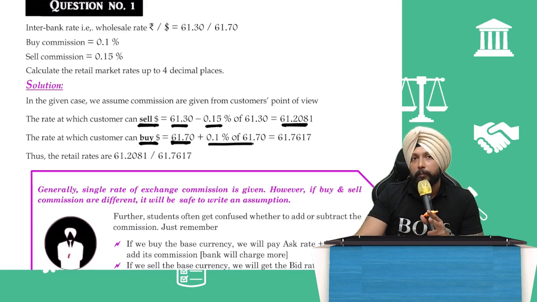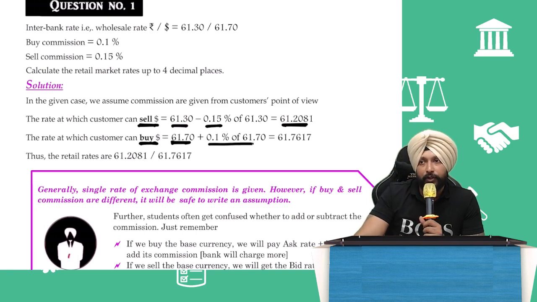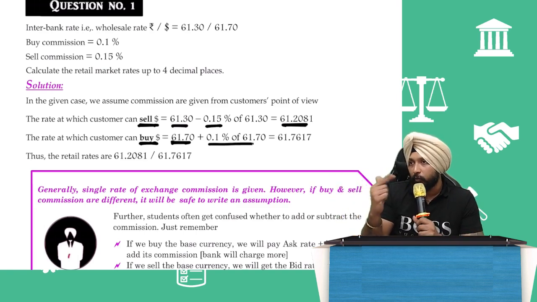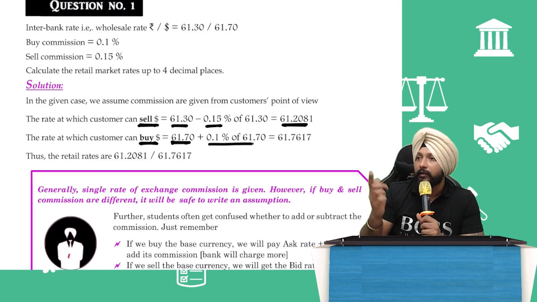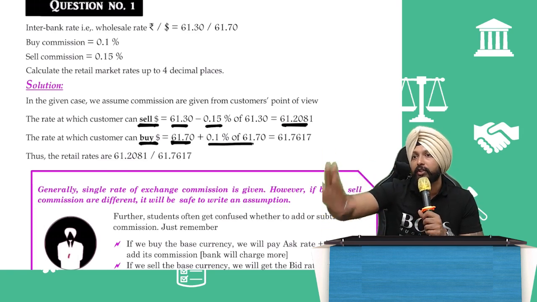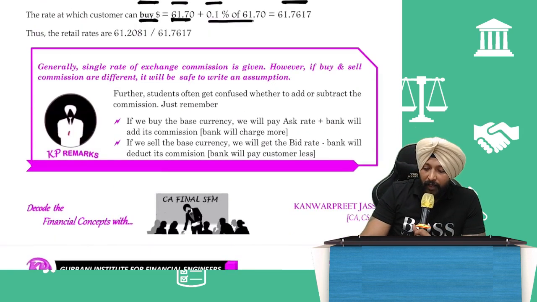So simply you can remember it like this: whenever the ask rate is applicable, we add commission. Whenever the bid rate is applicable, we remove commission. Because the ask rate is what you pay to the bank, and when you pay to the bank, you add commission to it. And when you are taking from the bank, the bank will deduct its commission and pay you the net money. Are we comfortable with this? I have written it also over here.